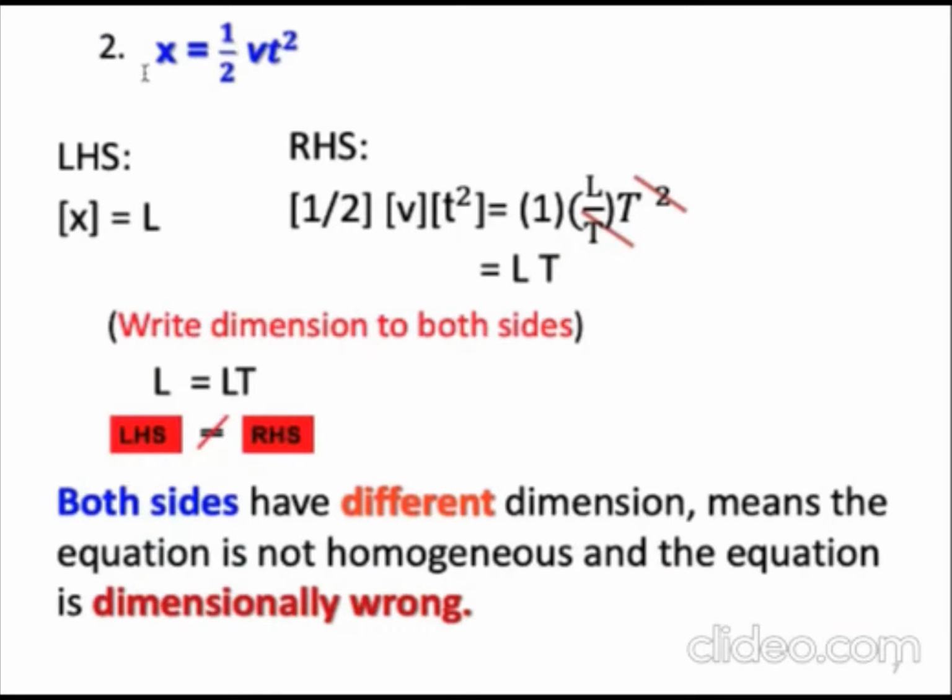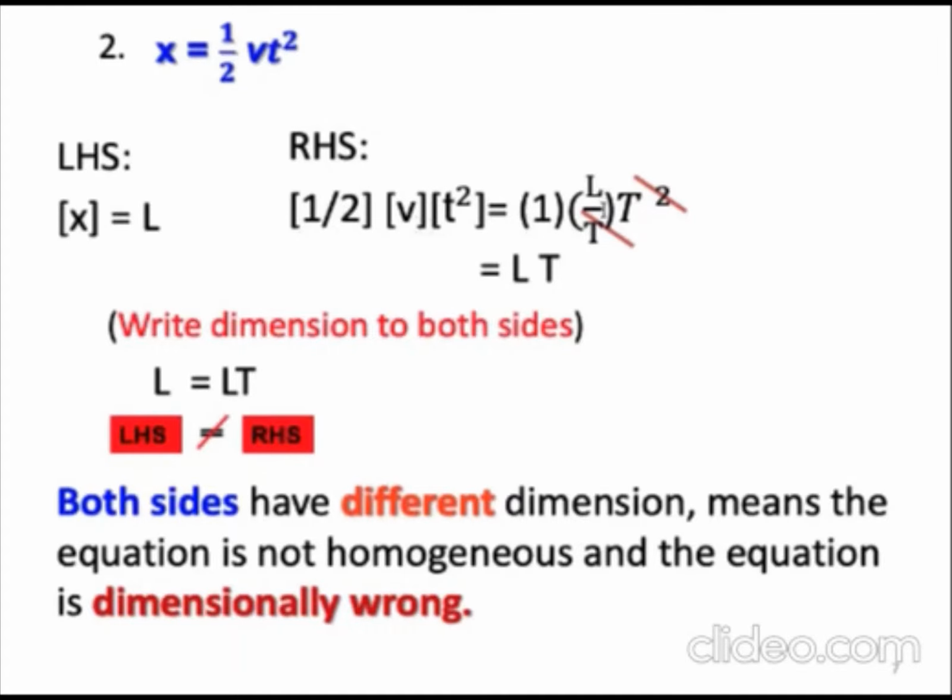Now for the second equation, x equal half vt square. The equation is the same as the first one, but the right-hand side has t square. So we can repeat the same steps. The left-hand side has only one symbol, dimension of x, so dimension of x is L. For the right-hand side, we have dimension of half, dimension of v, and dimension of t square. So dimension of half is 1 because it is a constant value.